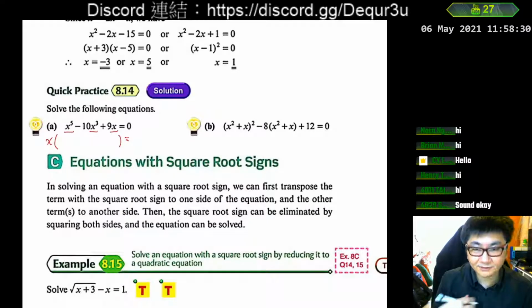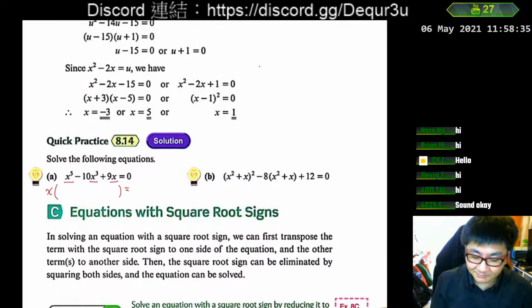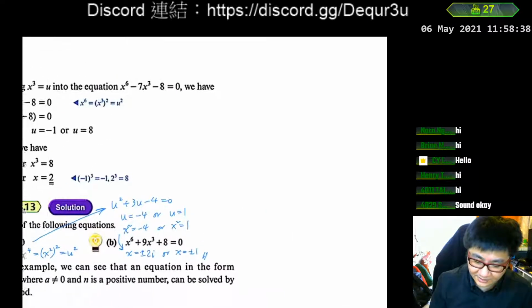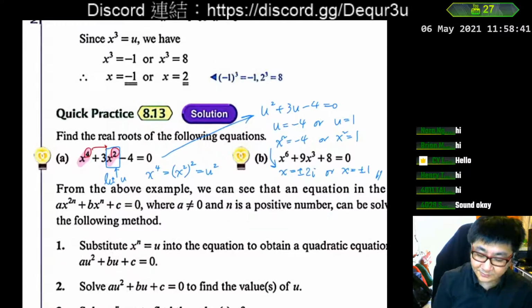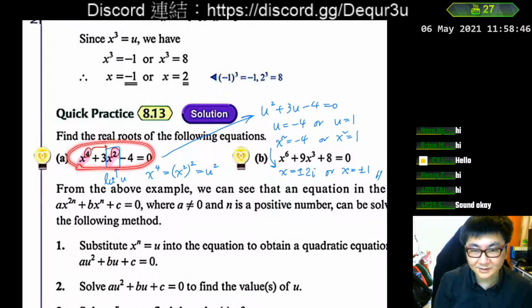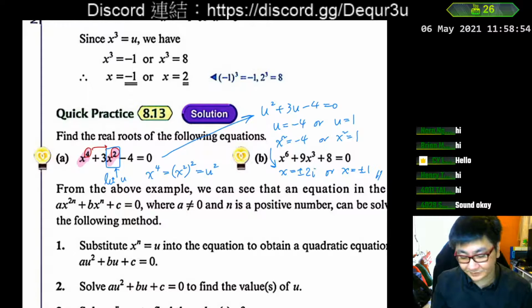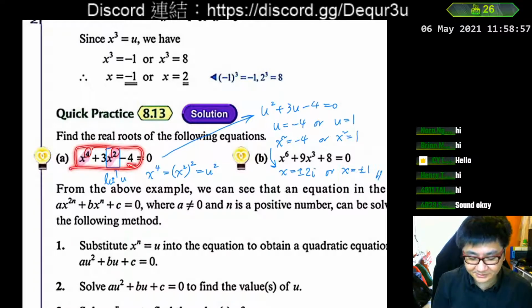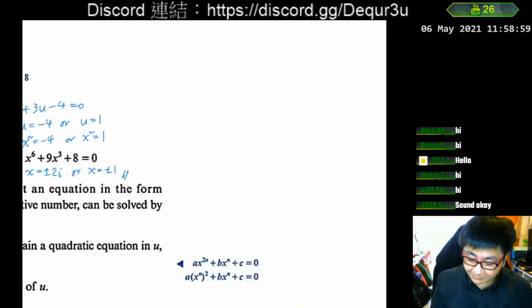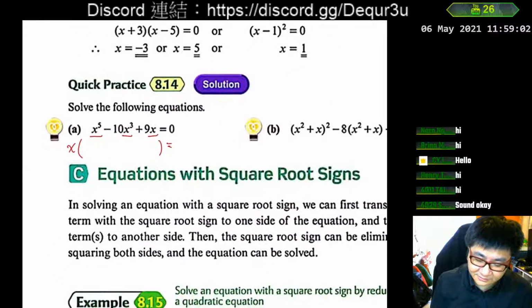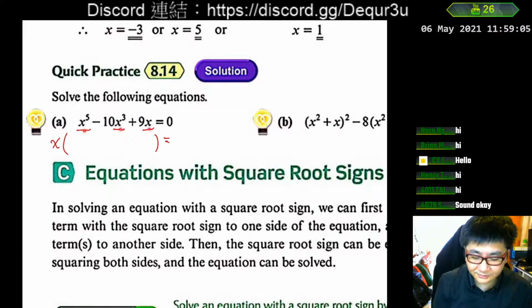For the other kinds of equation we saw earlier, we cannot take out x, because, for example, I go to the last example, quick practice 13. You see power 4, power 2, and constant. We cannot take out x because the constant does not have x. Then we cannot just take out x for only 2 terms. It's not very useful. Therefore, we don't take out x here because the constant does not have an x. But in this quick practice 14, we see all the terms have an x. Therefore, it would be a good idea we take out x first.